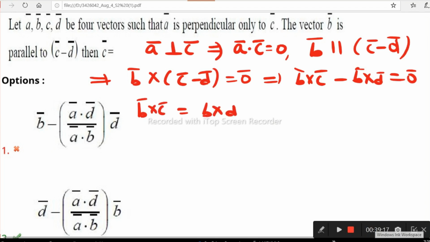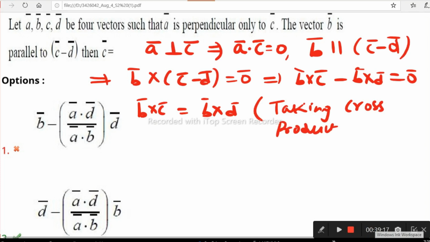From this we need the C vector. What should we use? We have to use A dot C equals 0 for this equation, B cross C is equal to B cross D. Taking the cross product with A on both sides, okay? Then only we get to use A dot C. This particular method has to be done.